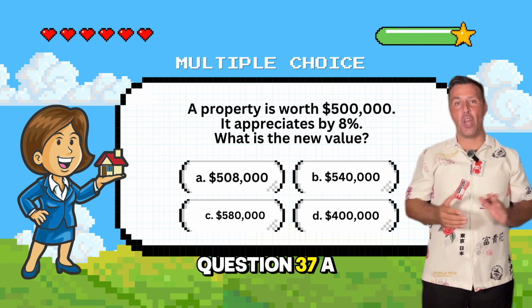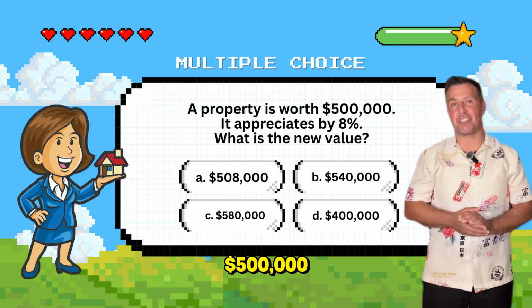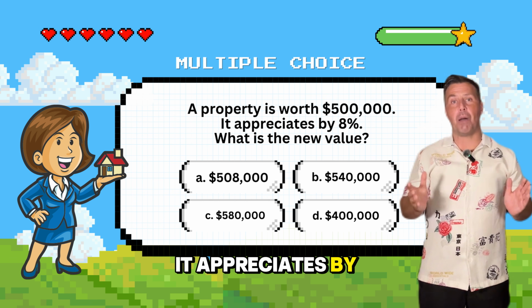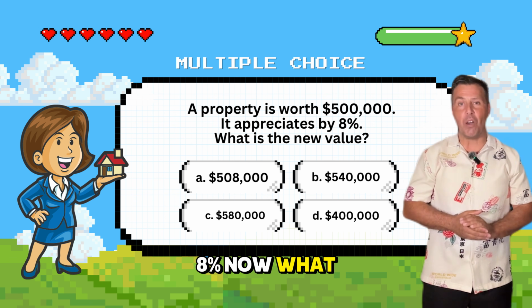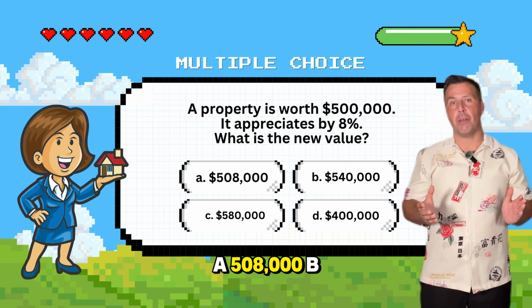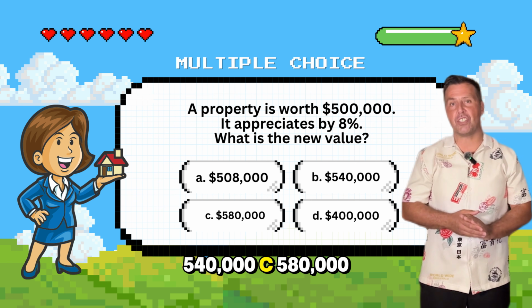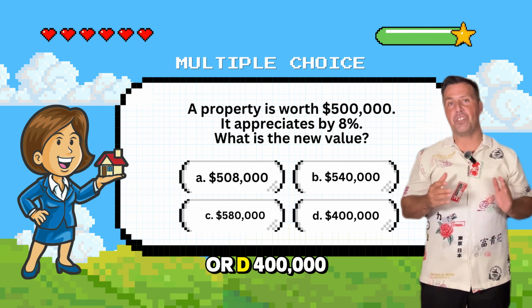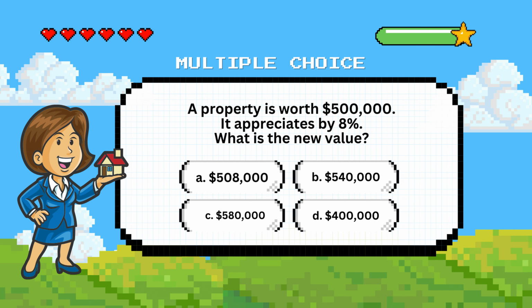Question 37. A property is worth $500,000. It appreciates by 8%. Now, what is the new value? A. $508,000, B. $540,000, C. $580,000, or D. $400,000?